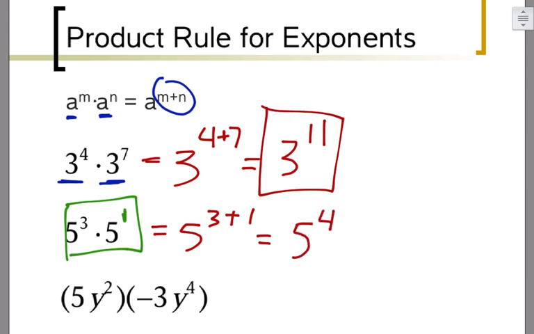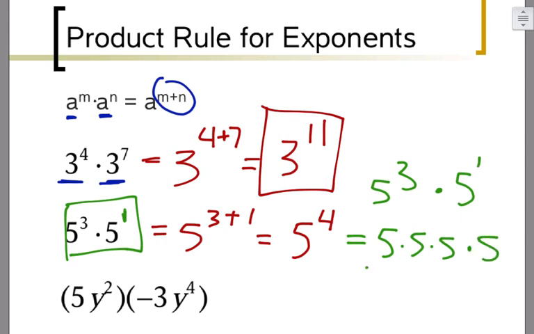Now, let me show you why this rule is actually working for these problems. It works better with the smaller one, this 5 to the 3rd. And so what's happening here is 5 to the 3rd is really 5 times 5 times 5. And then if we're timesing it by another 5 to the 1st power, all it means is you're adding another 5 in there. So that means that there's 4 5s, and that's what 5 to the 4th is. So that's really what's happening here, and that's why we're adding the exponents.